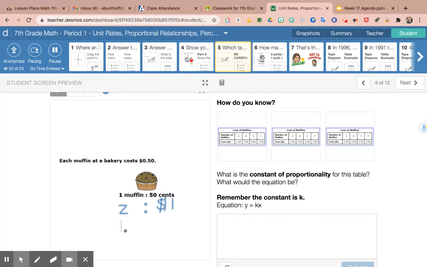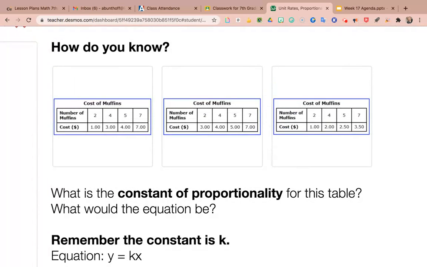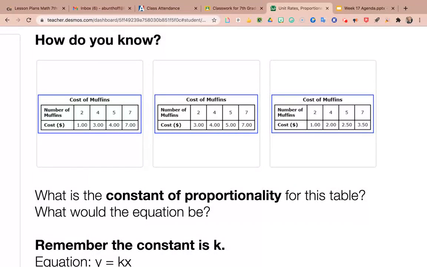So 4 muffins, if 2 is $1 and I double it, then that will be $2 because this is proportional. So whatever I do to one, I do to the other. If I multiply by 2, I multiply by 2. Now I need to look at my tables, and only one of them has 2 muffins for $1 and 4 muffins for $2.